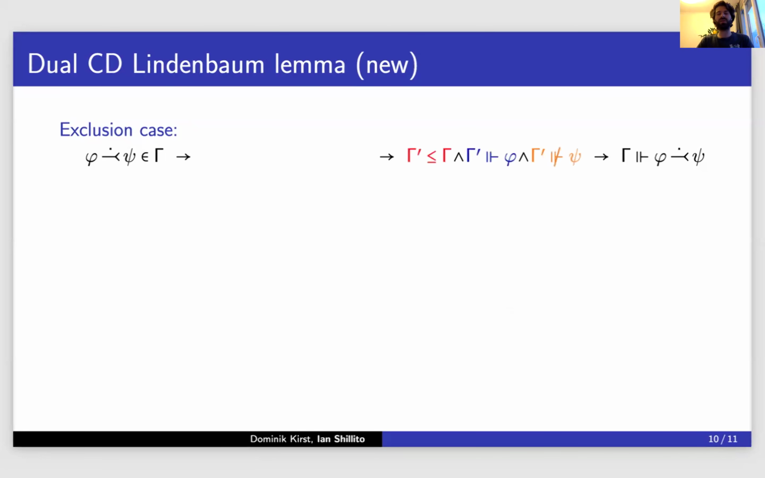That means that you need to provide a predecessor gamma prime of gamma, which forces phi but not psi. Once again, through the induction hypothesis, that means that we need to provide a sub-theory of gamma, which contains phi but not psi. Now, we need to provide this gamma prime. And how do we do this?